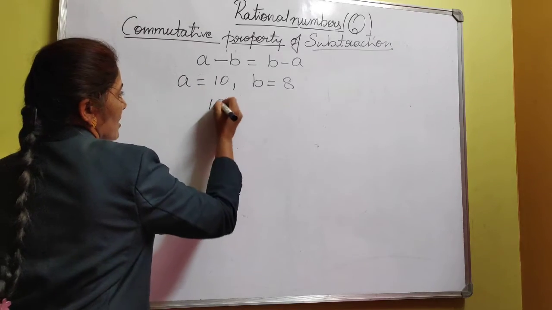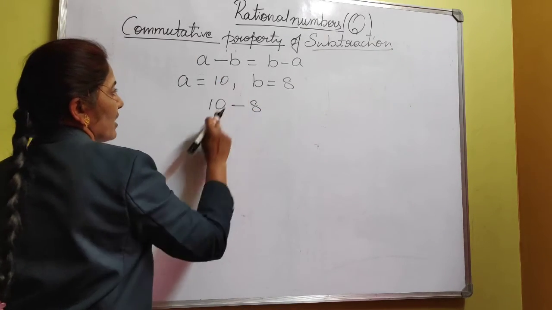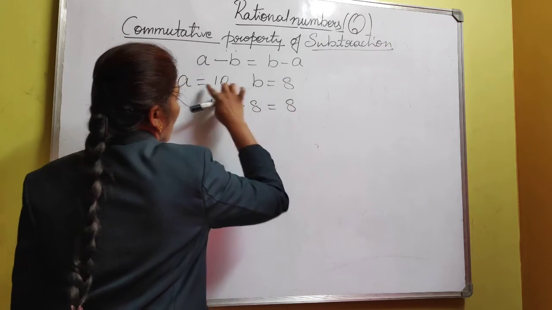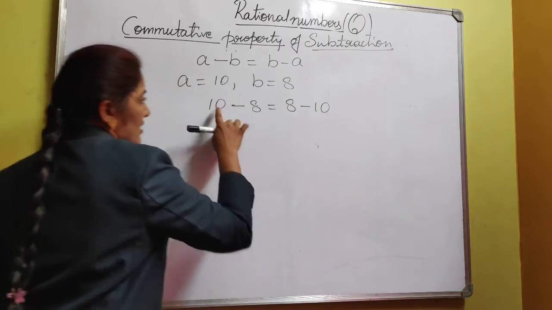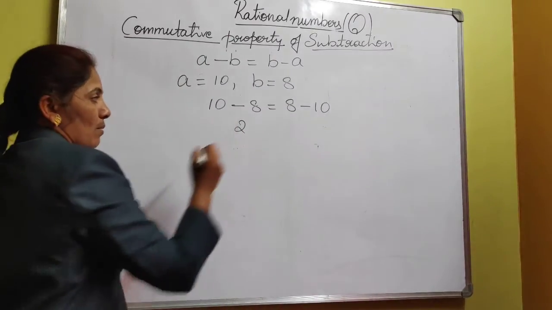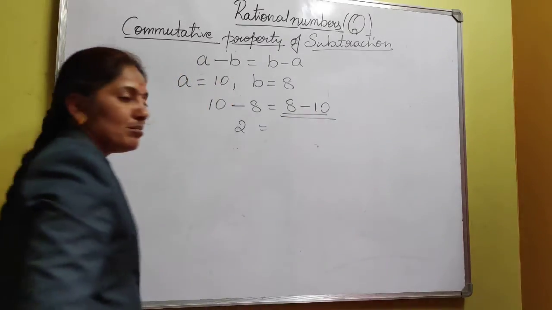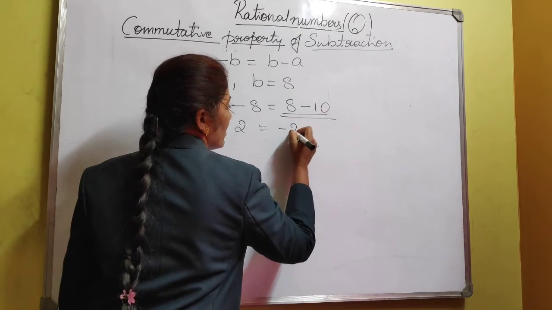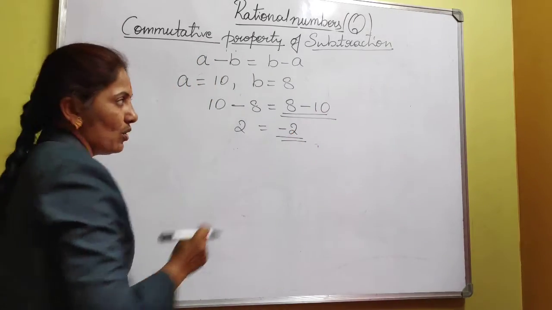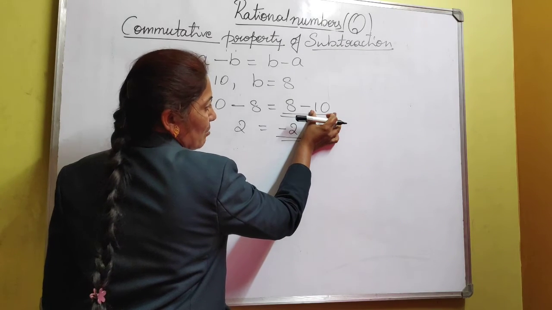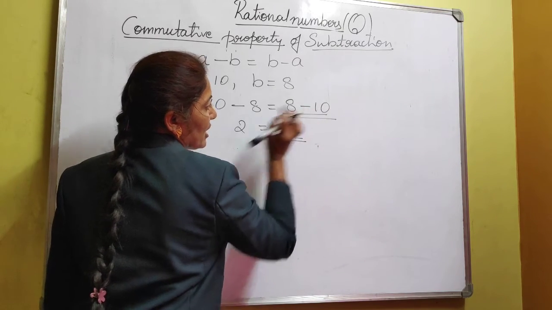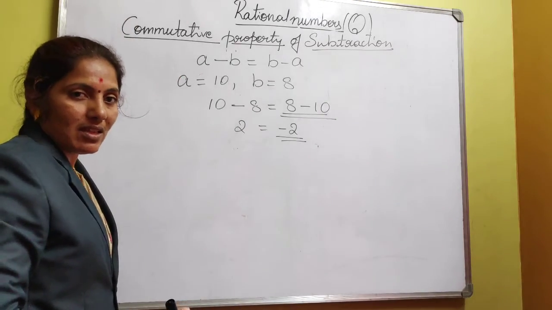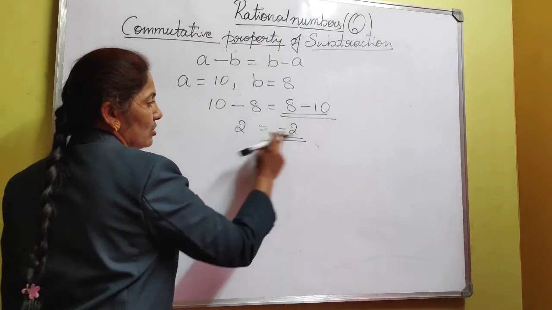I will write this as 10 minus 8. That is A minus B I have written here. Next I will write this as B minus A. The value of B is 8 and the value of A is again what? 10. See, 10 minus 8 is equal to 2. But you can observe here 8 minus 10. Again, though we find the difference, we get here minus 2. Why? Because 10 is a greater number, the result has a negative value. So we can say that 2 is not equal to minus 2.